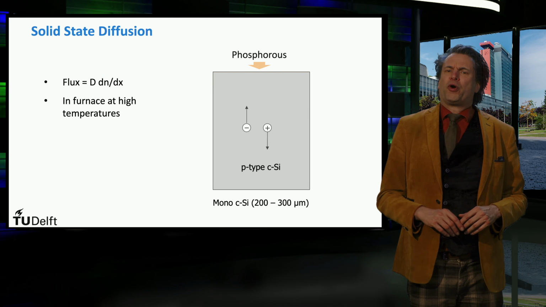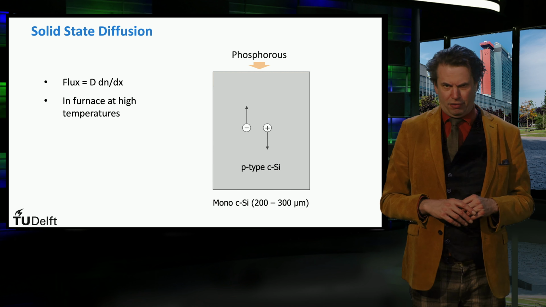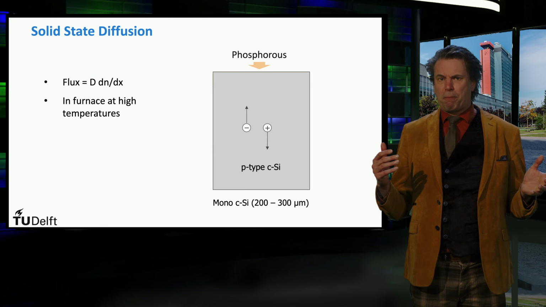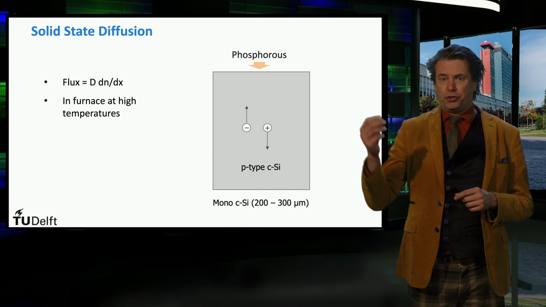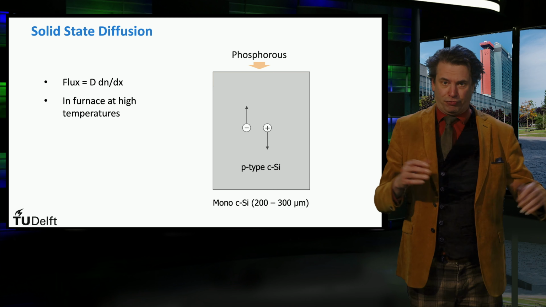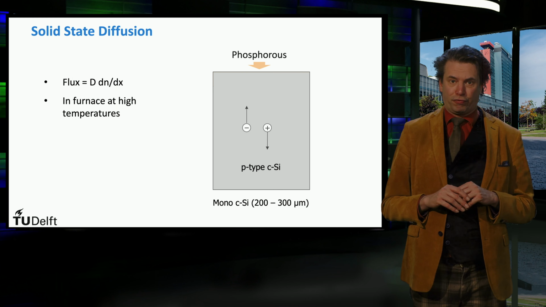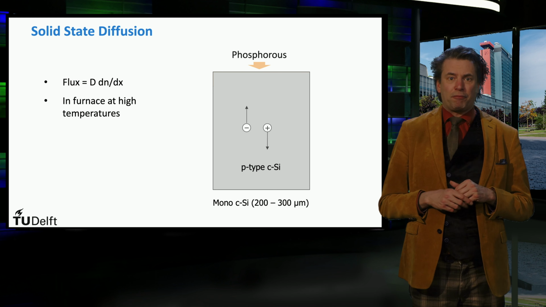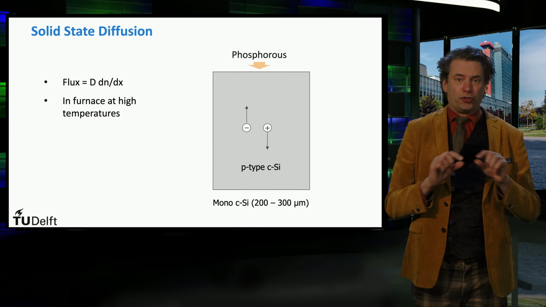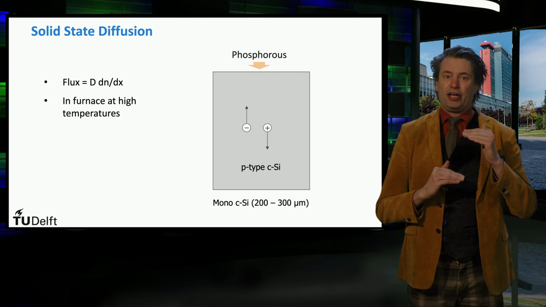One of the processing methods to make the emitter layer is by solid-state diffusion. The wafers are placed in a furnace where the dopant atoms are present in the atmosphere in the form of phosphine. These atoms react at these high temperatures with the surface. At these high temperatures, the dopant atoms are mobile in the solid and based on Fick's law, the dopant atoms will diffuse into the wafer.